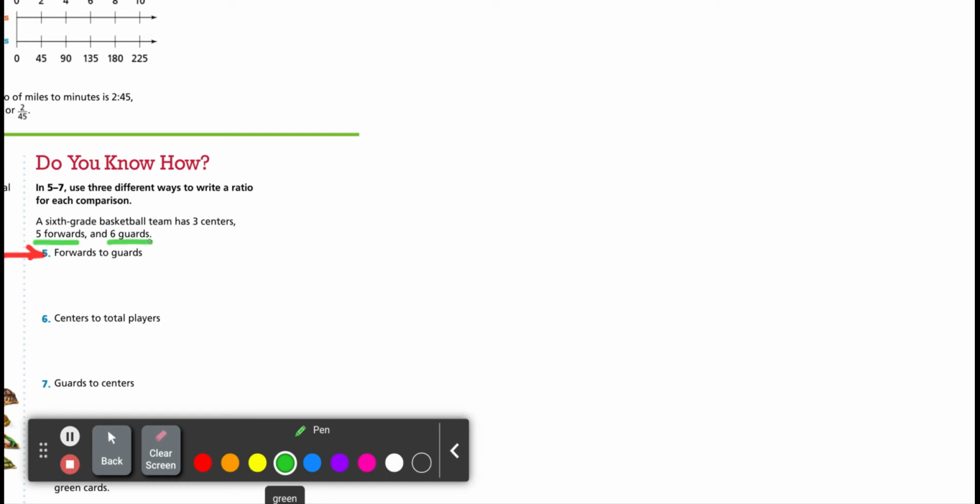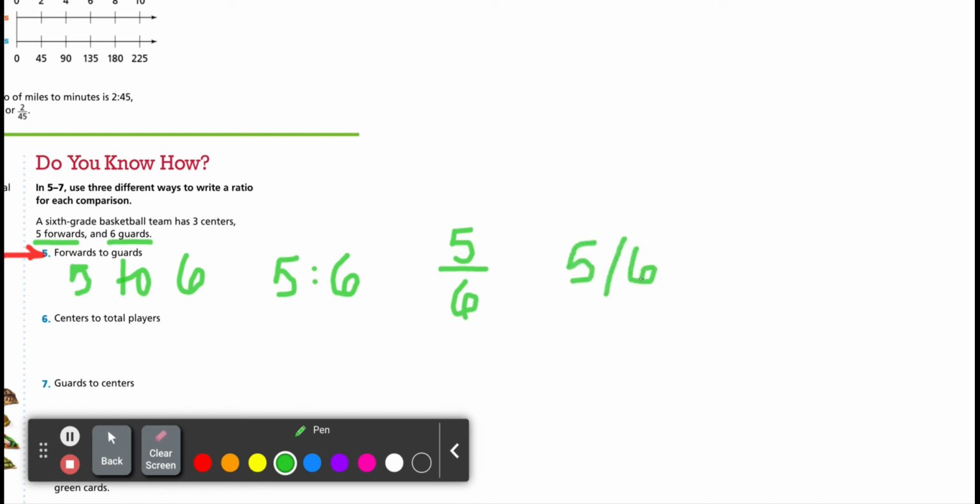How many forwards are there? There are 5 forwards to 6 guards. Our ratio would be 5 to 6. We can also write it 5 to 6, and then we would also write it as a fraction, 5 to 6. But on the next question, when I ask you to put in your answer, you would just write it 5/6, which is how you can type in a fraction on your computer. So make sure you have those 3 examples written in your notebook, because now I want you to answer number 6.